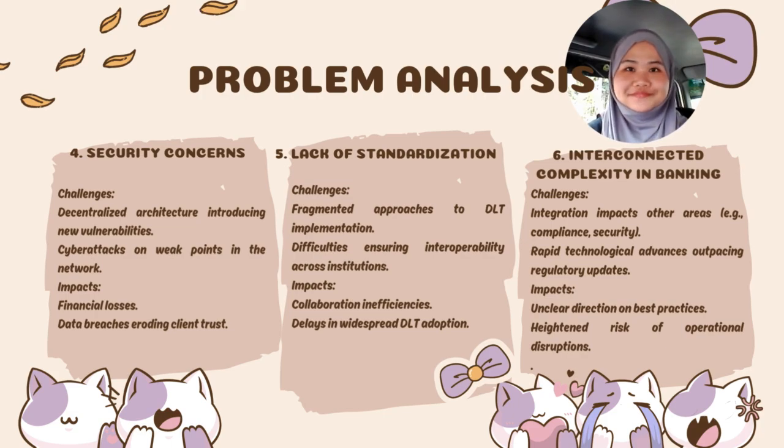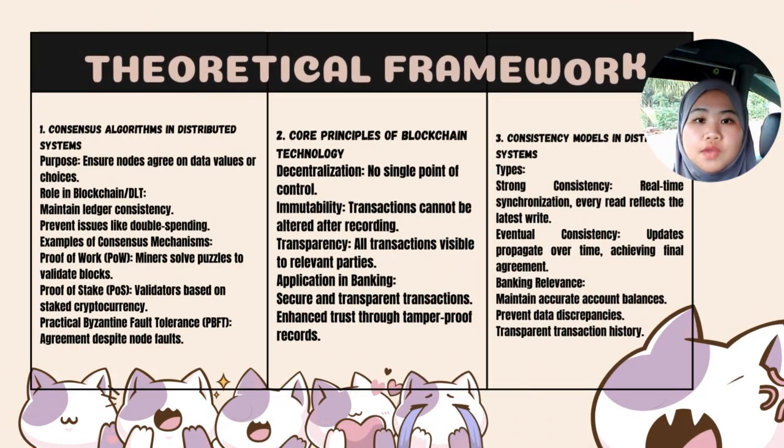So for the theoretical framework, the first one is consensus algorithms in distributed systems. The purpose is to ensure nodes agree on data values or choices. The role in blockchain is to maintain ledger consistency and prevent issues like double spending. Examples of consensus mechanisms are proof of work, where miners solve puzzles to validate blocks; proof of stake, where validation is based on staked cryptocurrency; and lastly, practical Byzantine fault tolerance, which reaches agreement despite faulty nodes.